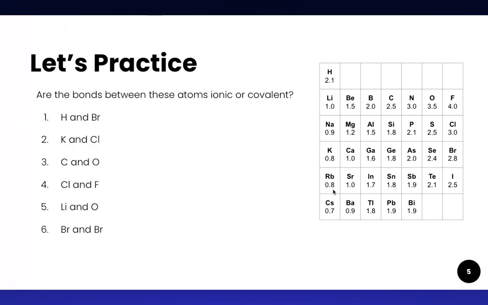Okay, so let's practice. Are the bonds between these atoms ionic or covalent? Starting with hydrogen and bromine. Okay, so we would have 2.8 minus 2.1 equals 0.7. So this is less than 2.0, so this is actually a covalent bond.